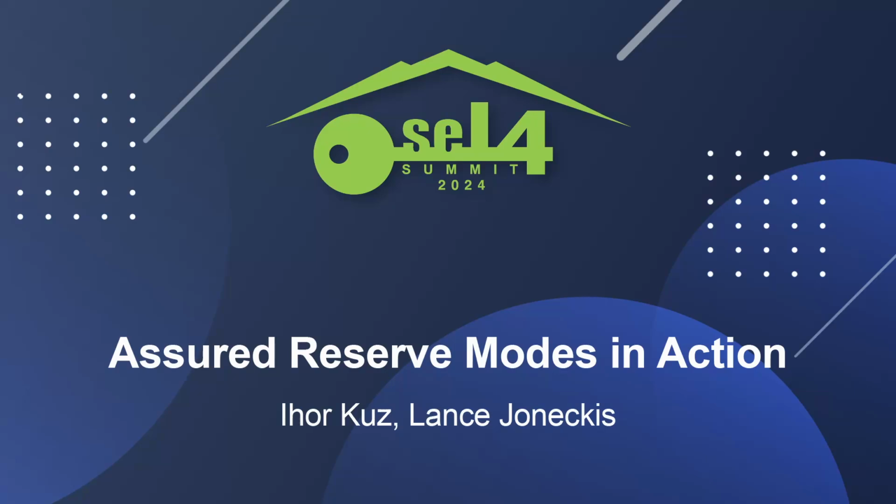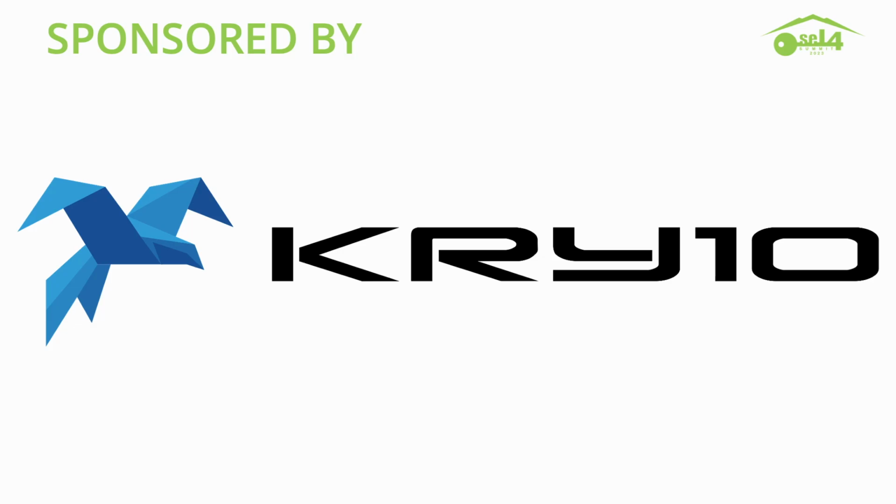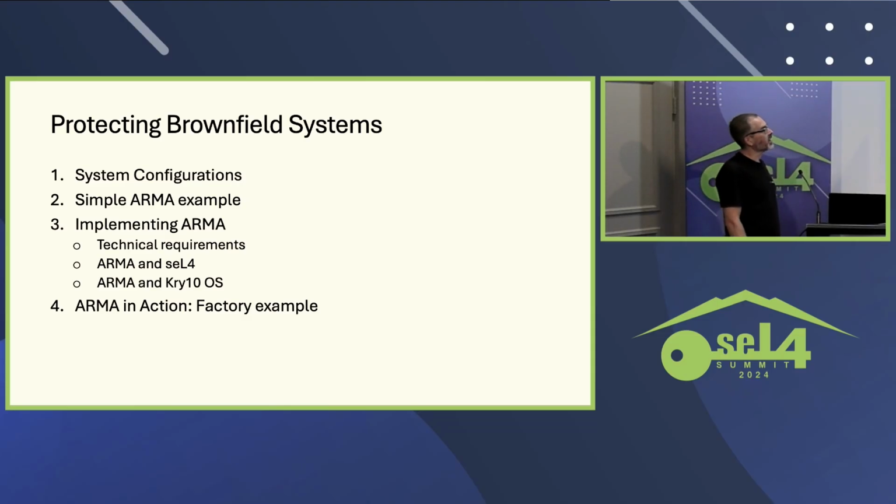I'm going to talk about an example of how we can use this technology to protect a brownfield system, and the brownfield system is going to be the factory that we have in the back. Before I talk about the factory specifically, I'm going to talk a little bit about how we think about these assured reserve modes, and give a little example of a prototype that we've built of the assured reserve mode architecture.